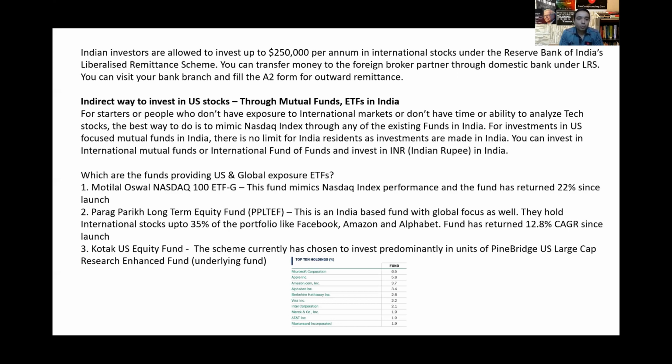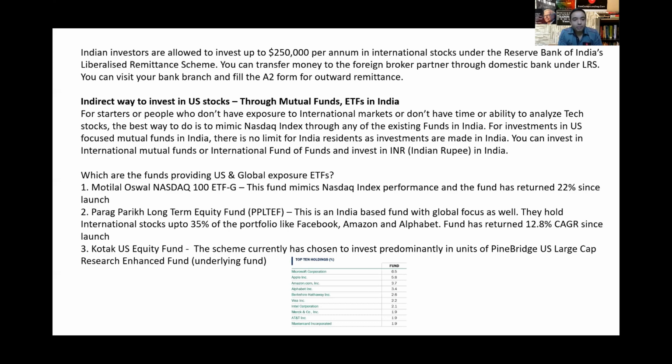So you have the first one, which is Motilal Oswal's Nasdaq 100 ETF Growth Fund. This fund, I think, was recently launched, fairly new. When I checked the history, this fund mimics Nasdaq index performance and has returned 22% since launch. So it just mimics Nasdaq. Nasdaq, I think, had returned 26% last year, 2019, if I'm not wrong. Now this fund is a strong one, coming from Motilal Oswal, which we all know in India, a very strong powerhouse in the investment world.